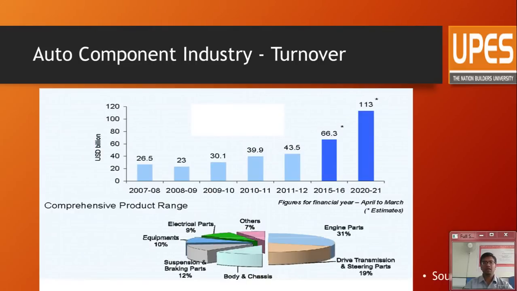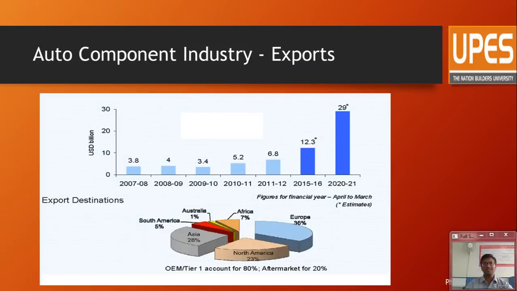Same here, it has been shown that along with the automotive industries, auto component industries are investing a huge amount into the market. In 2007-08, it was $26.5 billion, and the prediction is 113 in 2020. So again, huge investment is there from the manufacturers. So again, I'll talk about the scope. Huge scope is there in the market.